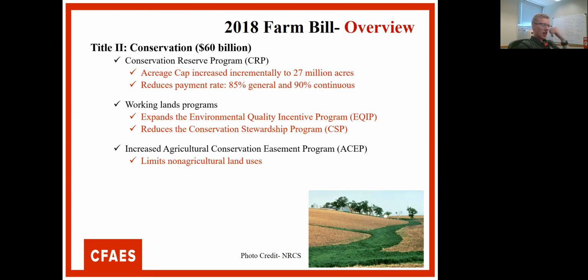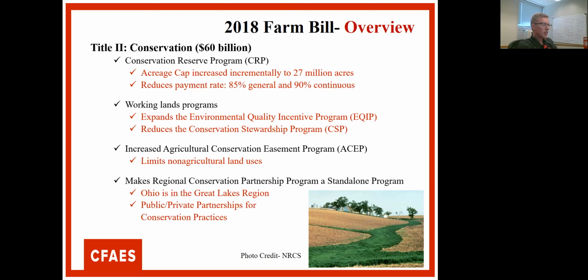The bill did increase agriculture conservation easement programs. It did make some limits to non-agricultural land uses. So if you were thinking about parks or something, it did limit the uses there, but it kept it for our agriculture easement. So you can put land in saying it has to stay in cropland if you want, or ag land, and that is what those easements do.